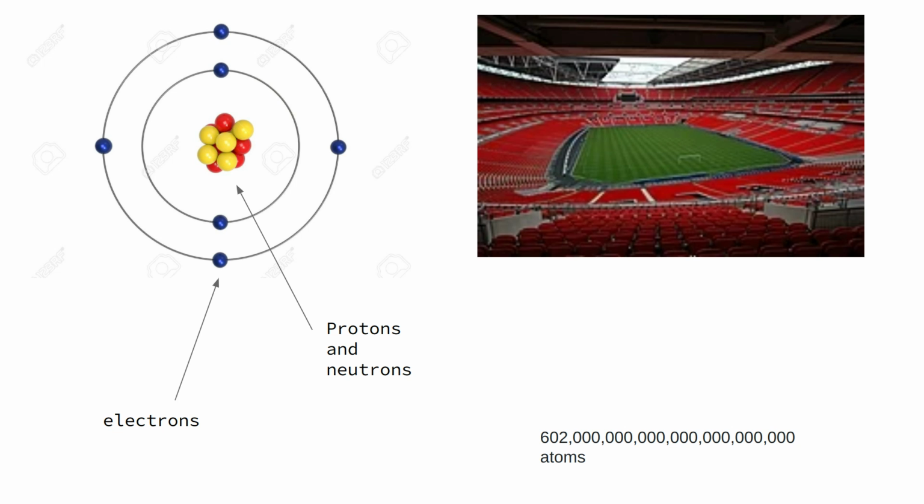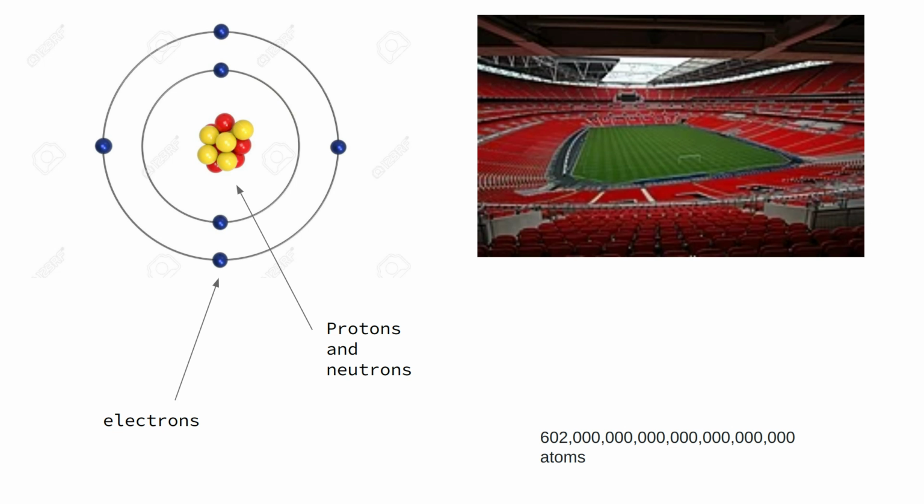6.02 times 10 to the power of 23 is the number of atoms in 12 grams of carbon-12. So if you had 12 grams of pure carbon, you'd have exactly 1 mole of carbon atoms: 6.02 times 10 to the power of 23 atoms. That is huge. It could sell out Wembley Stadium trillions of times if each atom had a little seat.